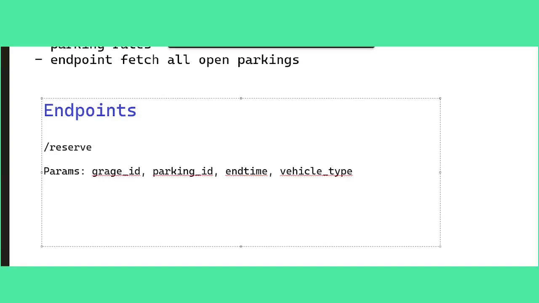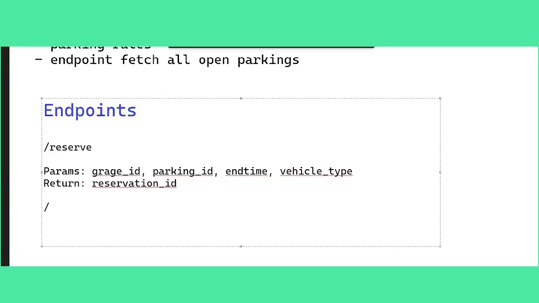That's the parameters. What will it return? It will return reservation ID and expiration time. I think end time doesn't need to be returned because we are already sending it, so we already have it. We don't need to return anything else. The reservation ID should be more than enough.